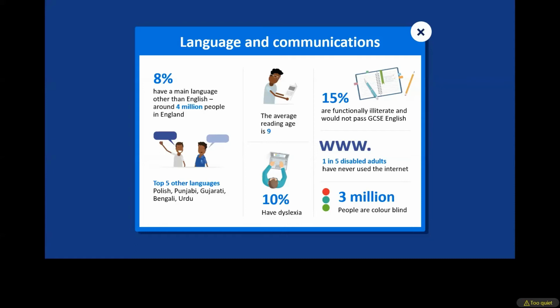And the last stat is that 3 million people are colourblind. So it affects 1 in 12 men, more likely to be men than women. But if you're thinking about the colours, you really need to think about an audience that would probably never describe themselves as disabled, but it would affect their communication.